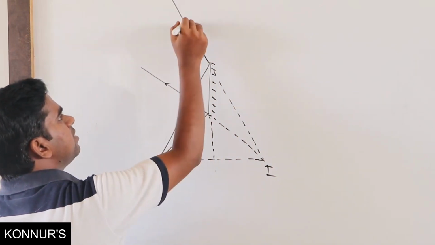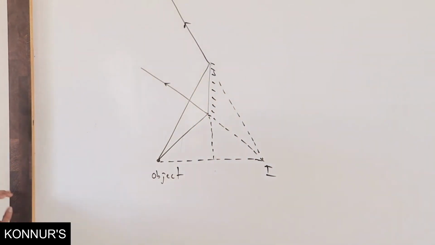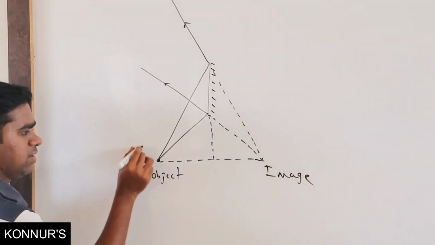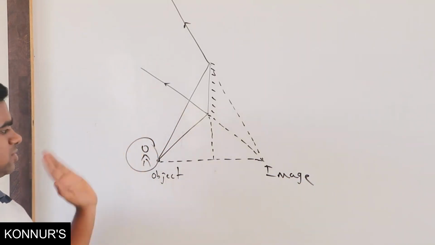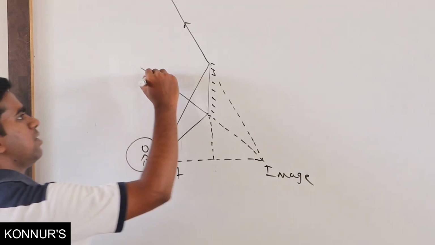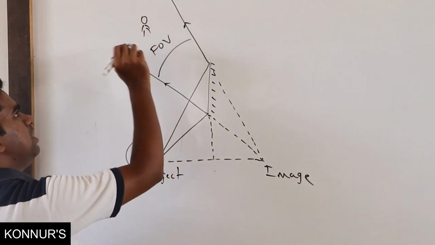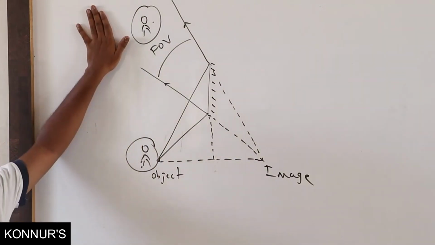Similarly, this will reflect in this manner. So where will the image form? The image will form here. This is your image. But a person standing here will not see his image because he is not in the field of view. This is the field of view. Any person who comes here can see the image of this object, but this person cannot see the image.